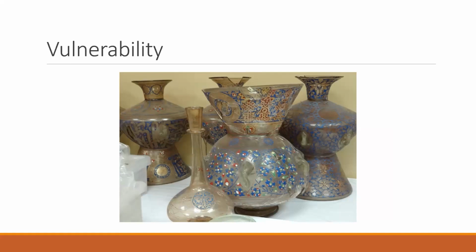Well, that leads us to the final factor in our risk calculation formula, which is vulnerability. Vulnerability is the determination of how susceptible to damage something is. This requires an understanding of how materials react to certain hazards. For cultural heritage professionals, that means finding out what materials comprise your cultural heritage. Let's go back to our vases.